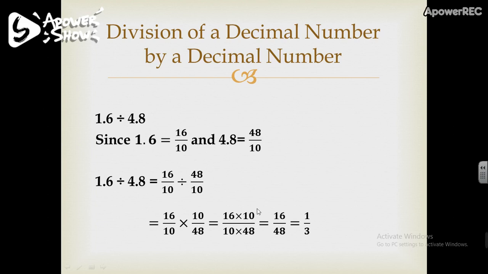Or you can just simply cancel out 10 from the numerator and the denominator, because 10 is a common factor, so we can easily cancel it out. And also 16 and 48 have one common factor, 16, so we can easily cancel out 16 from the numerator and the denominator. So after expressing this in simplest form, we get 16 by 48 equals 1 by 3.